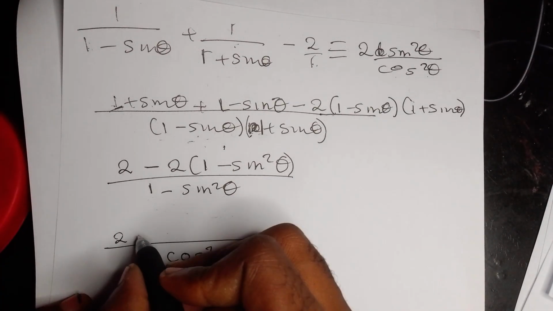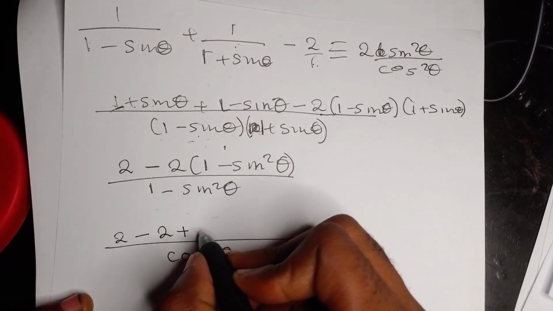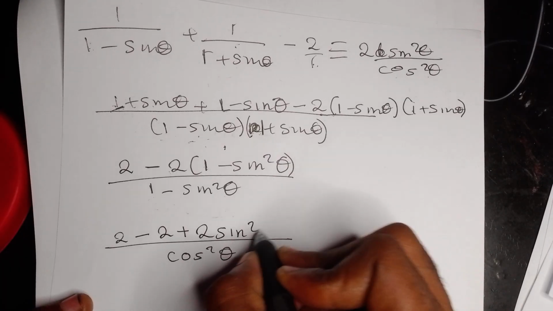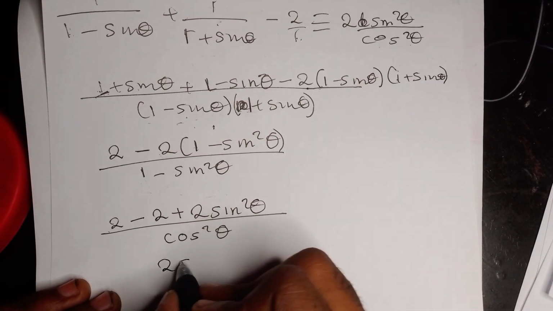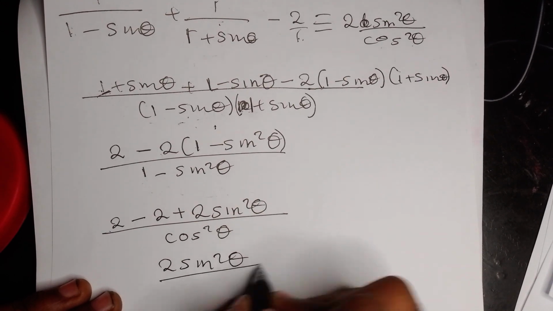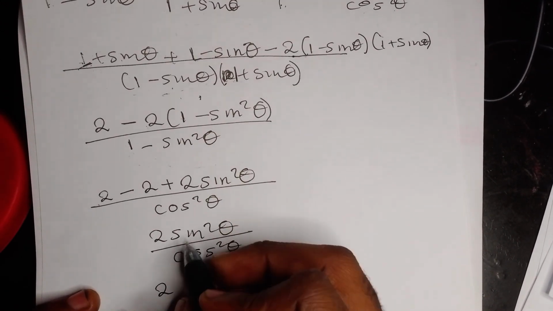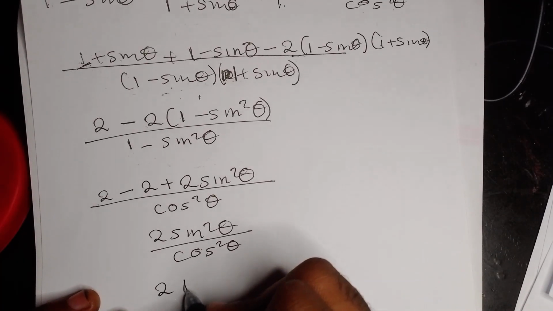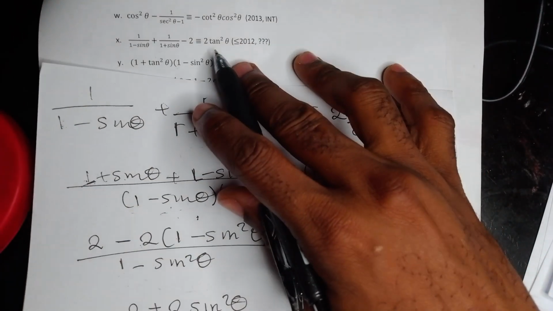I can just expand this times this. This will be minus 2 times that. We have 2 sine squared theta. Then this minus this, that's a 0. 2 sine squared theta over cos squared theta. When you divide them, this will be tan squared theta as required.